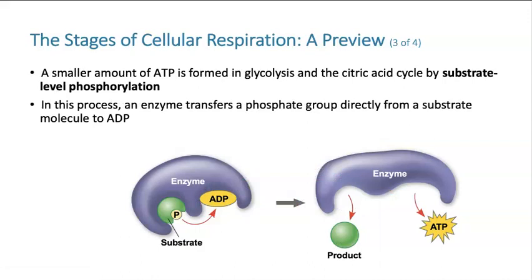The next one that we're going to take a quick look at is substrate level phosphorylation. And with substrate level phosphorylation, again, we've got some enzymes going on here, right? So we're going to make a small amount of ATP by removing a phosphate group from a substrate and transferring that to ADP in order to make our product, of course, ATP. And that's going to happen a number of times, not a lot of times, but definitely a few times through the process of glycolysis and citric acid cycle.